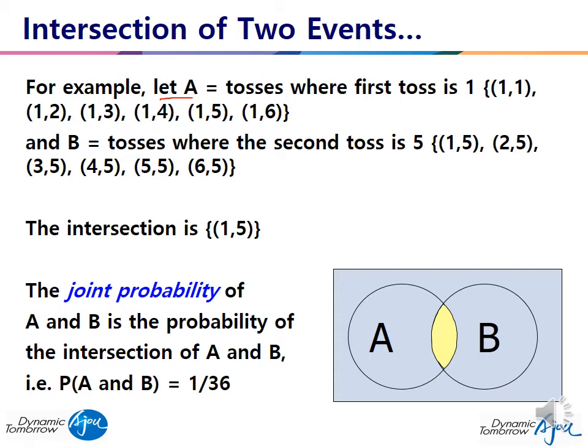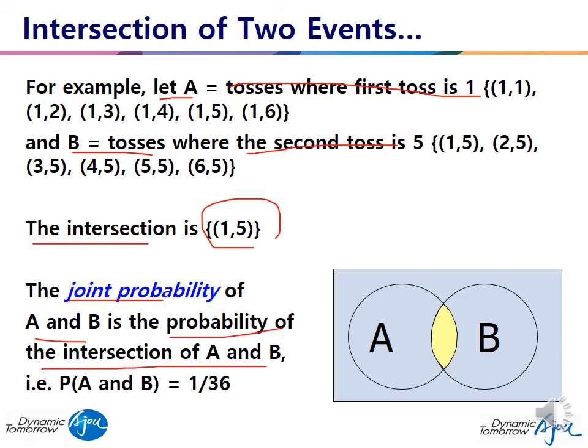For example, let A be the toss where the first toss is 1, and B be the toss where the second toss is 5. The intersection is 1,5. So the joint probability of A and B is the probability of the intersection of A and B. That is, the probability of A intersection B is 1 over 36. Are you following me? Are you with me?